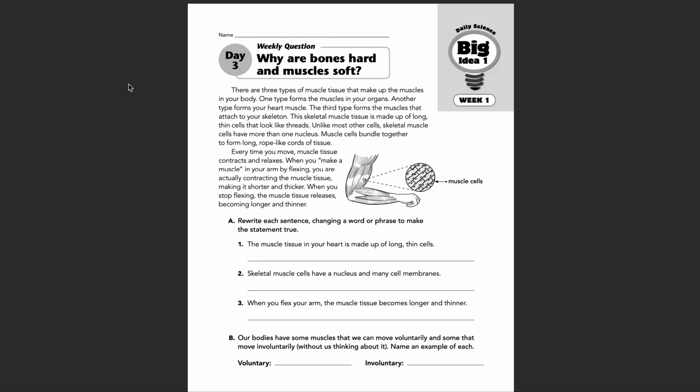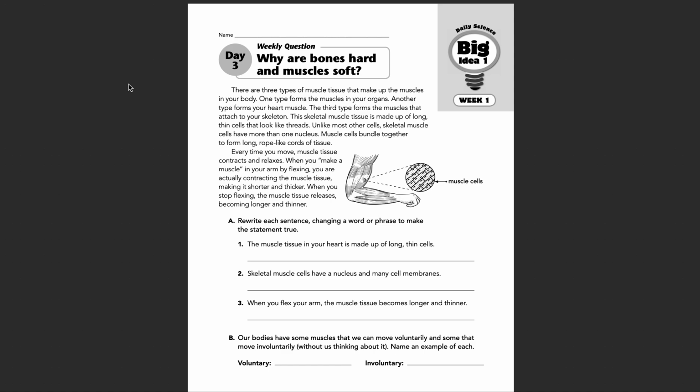So there are 3 types of muscle tissue that make up the muscles in your body. One type forms the muscles in your organs, another type forms your heart muscle, the third type forms the muscles that attach to your skeleton. This skeletal muscle tissue is made up of the long, thin cells that look like threads. Unlike most other cells, skeletal muscle cells have more than one nucleus. Muscle cells bundle together to form long, rope-like cords of tissue.